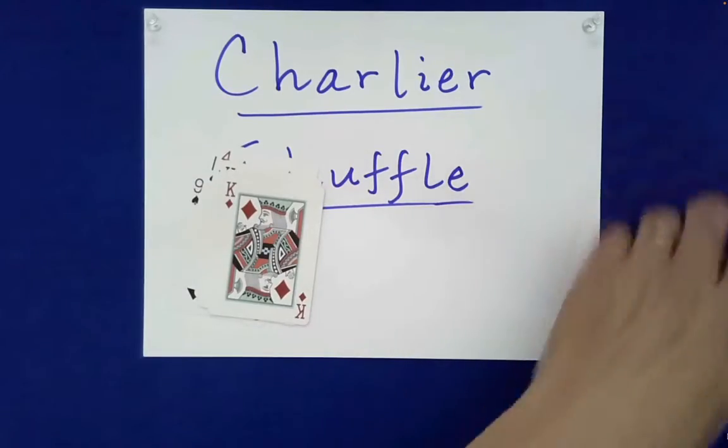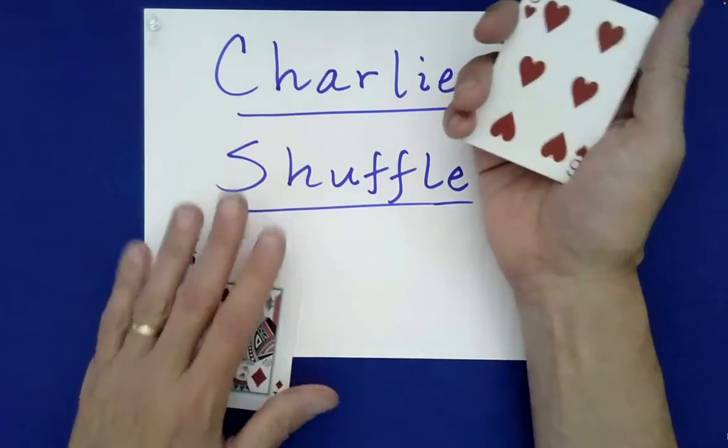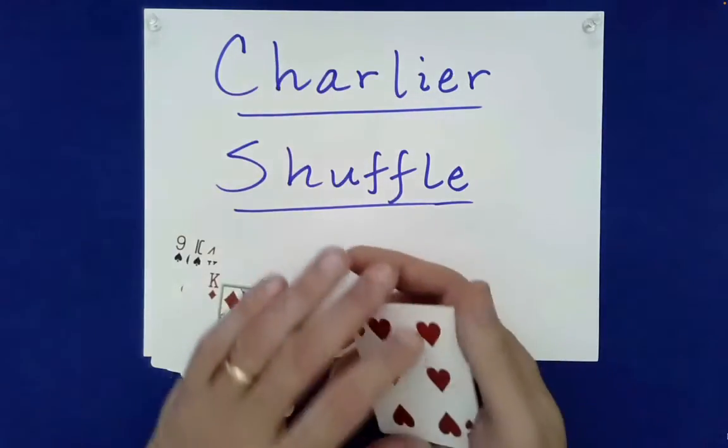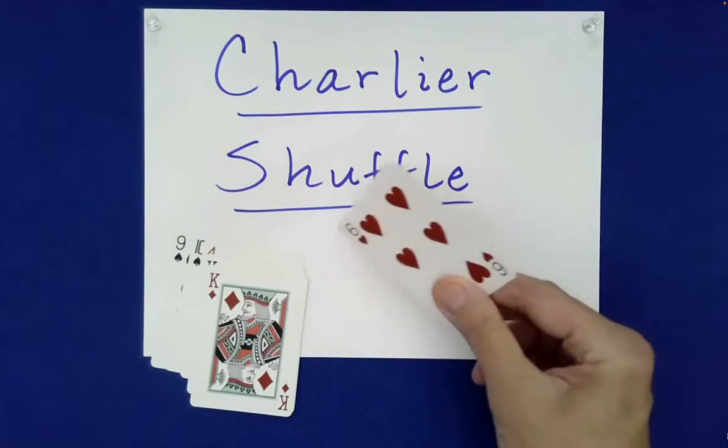Okay, so we're just showing you some quick, simple little applications. The purpose of this video really is the Charlier shuffle, but it's nice to see it in action. What would you use it for?